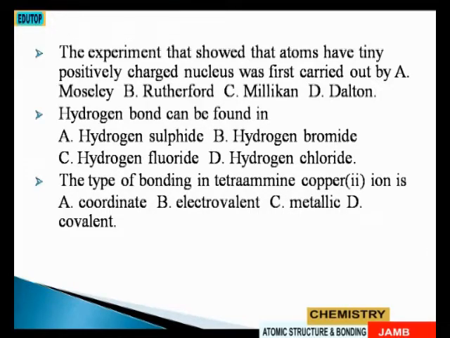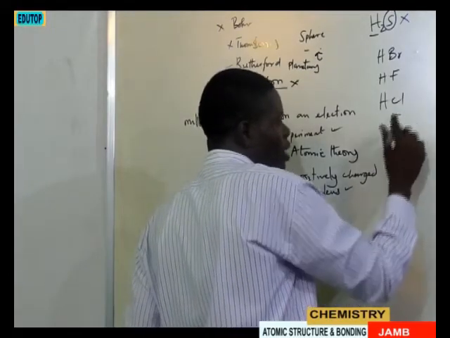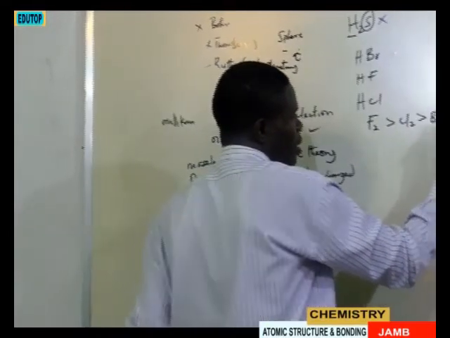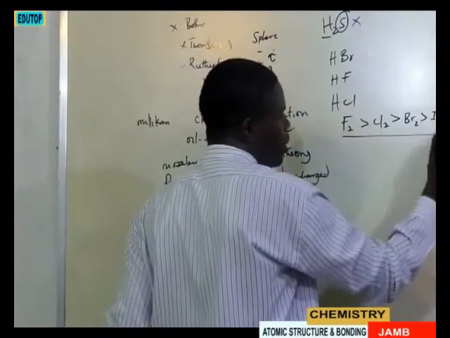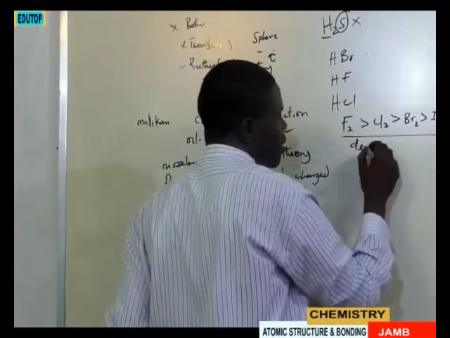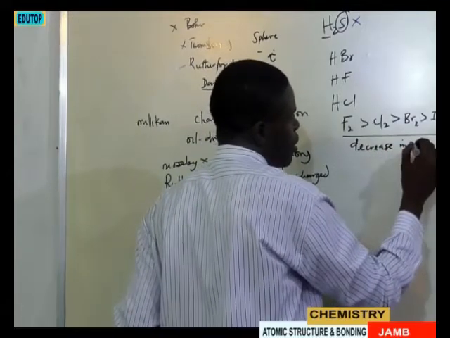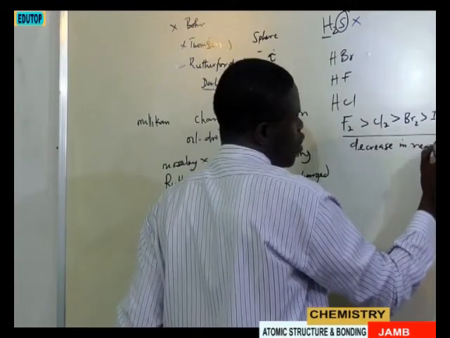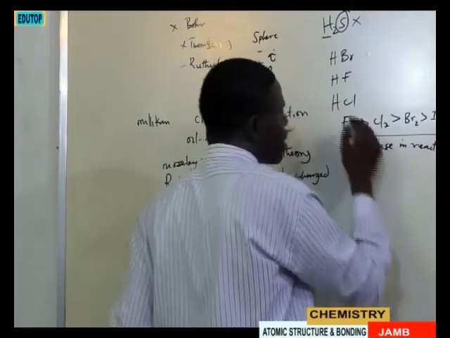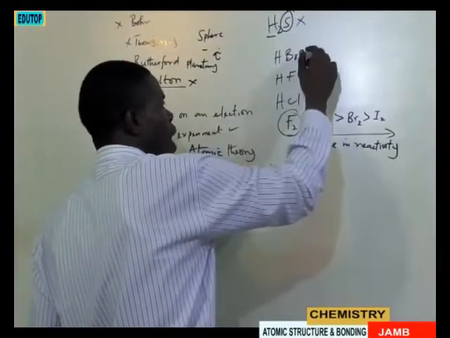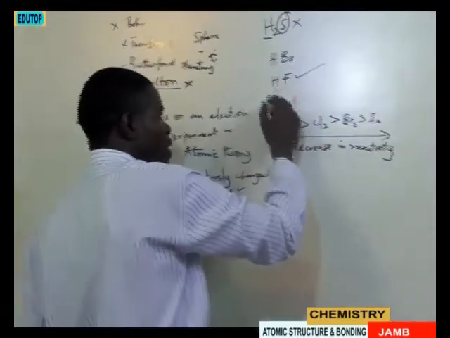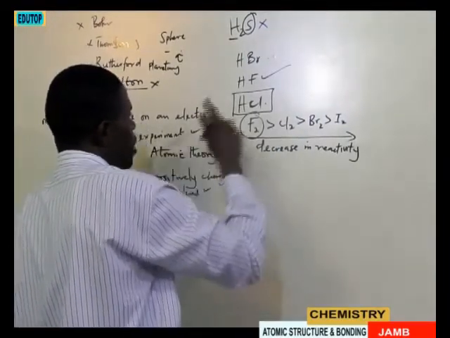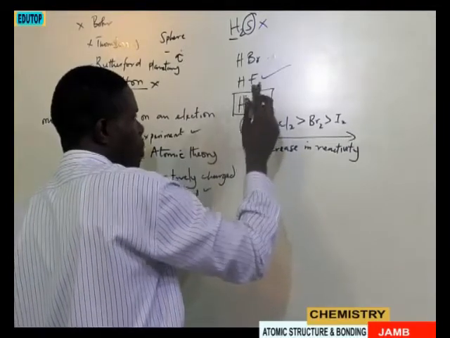If you check the reactivity, you discover that fluorine is the most reactive of all the halogens. Take note of that. This is the order of decrease in electronegativity, decrease in reactivity. So the most reactive is fluorine. It could have been this, could have been this, but this specifically is not even talking about hydrogen bonding, simply because hydrogen has only one electron and cannot afford to part with it.